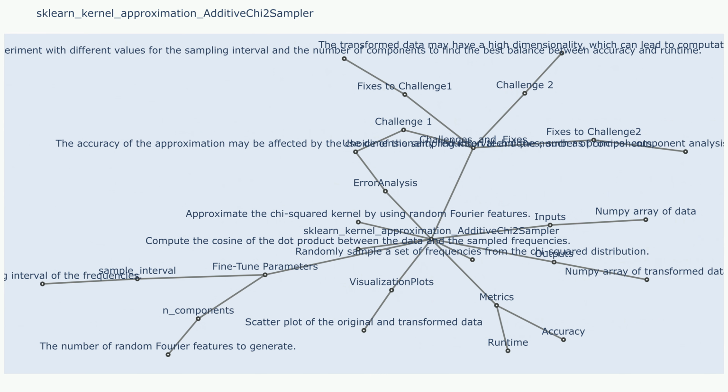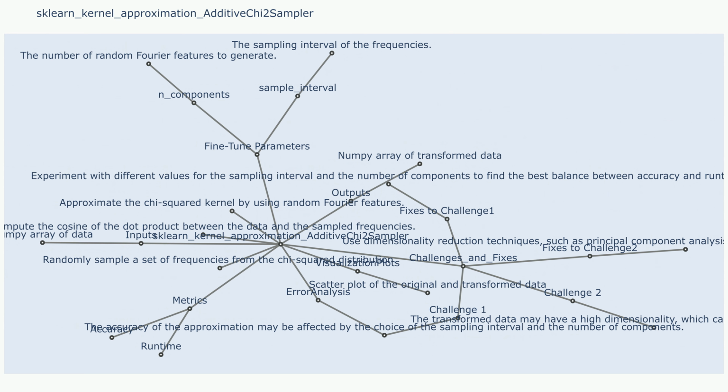Challenge 2: handling high-dimensional data. Sample use case that resulted in challenge 2: the runtime of the approximation can become prohibitively long for very high-dimensional data. Fixes to challenge 2: consider dimensionality reduction techniques such as PCA or feature selection before applying the approximation. Investigate alternative kernel approximation methods that are more efficient for high-dimensional data.